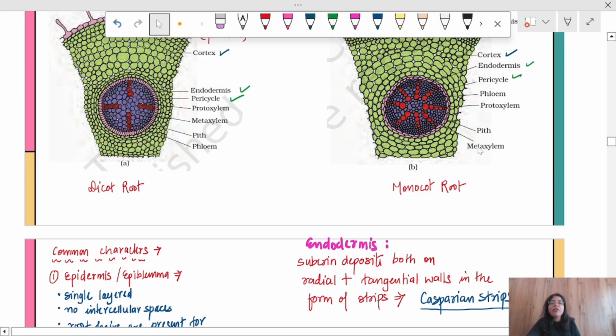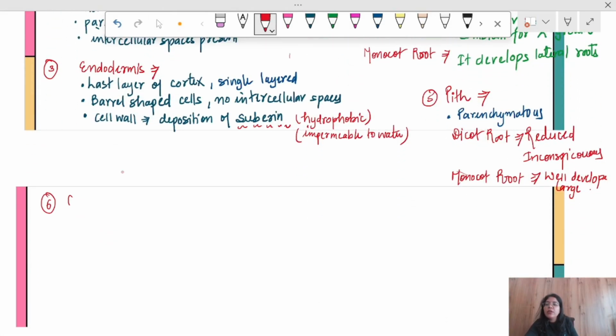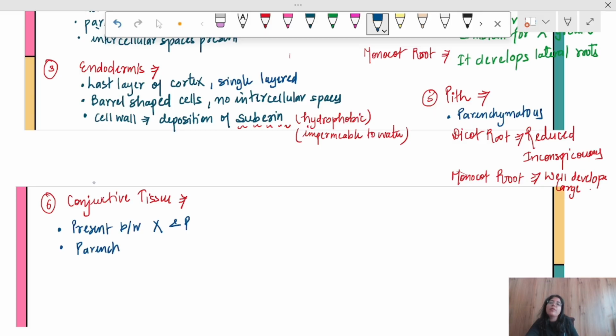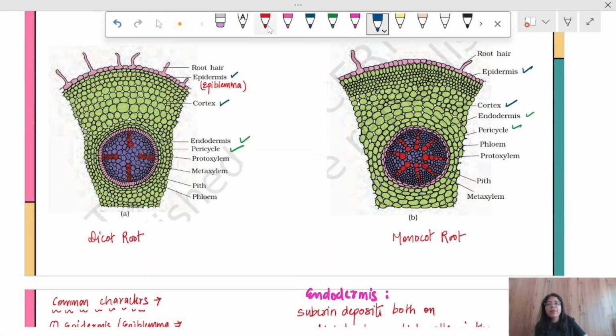Now after pith you can see that there is some tissue present over here. That tissue is called conjunctive tissue. What is conjunctive tissue? It is present between xylem and phloem. It is parenchymatous. Understood? These are the different layers which you can see here. Conjunctive tissue, I'll show you here.